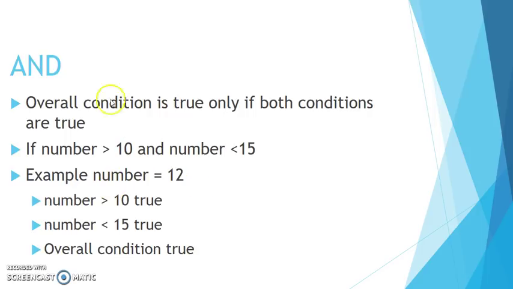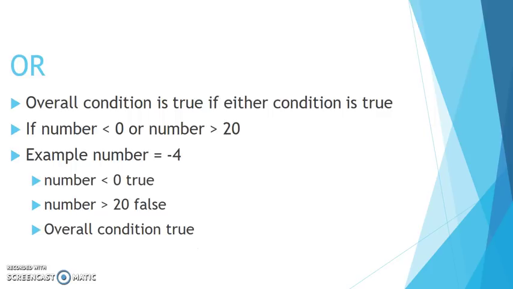And then the final example that we have is where our example number is 18. And in this case, is 18 greater than 10? Yes, it is. So that evaluates to true. Is 18 less than 15? Well, that isn't the case, so that evaluates to false. So our overall condition is false. So again, just reminding you, with the and, when you're using it, both conditions need to be true for the overall condition to be true.